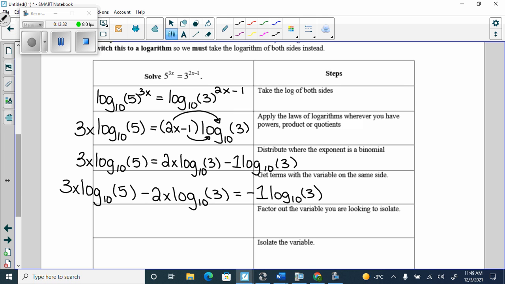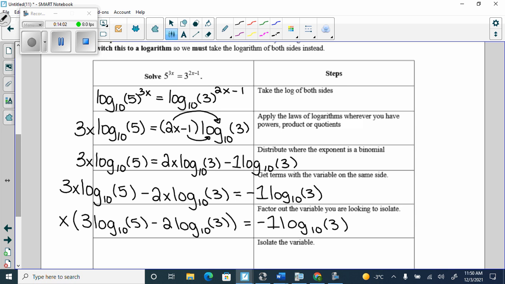That is not an incorrect statement. They both have an x in it. Take an x out. So we're going to take an x out of both of these terms, and we're going to be left with 3 log base 10 of 5 minus 2 log base 10 of 3, and it equals negative 1 log base 10 of 3.